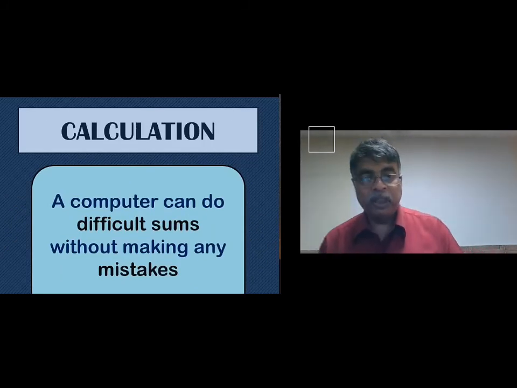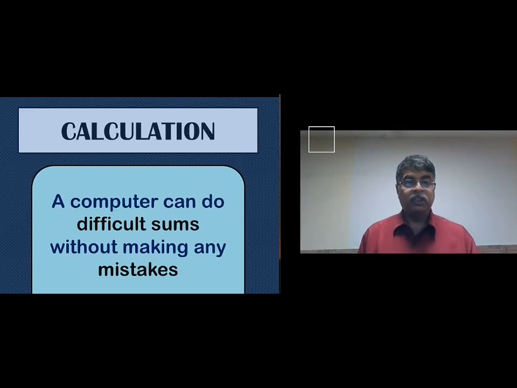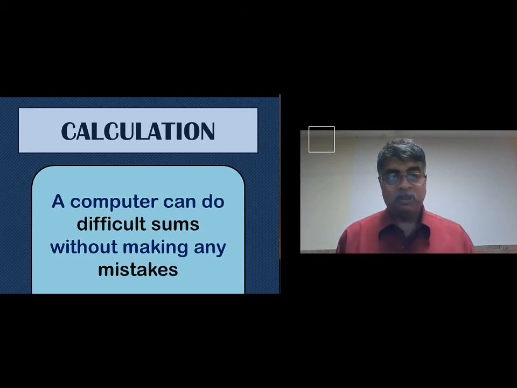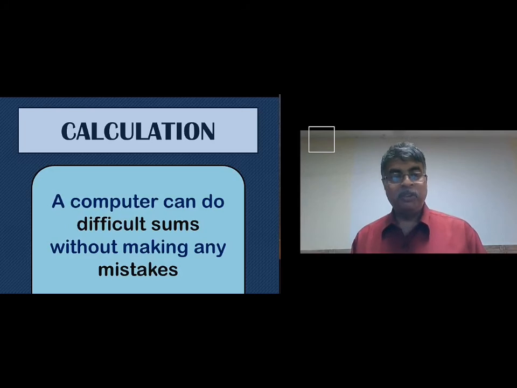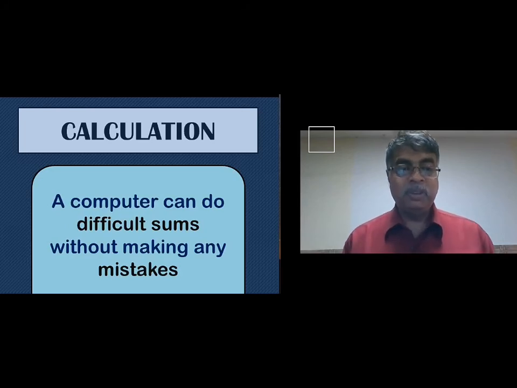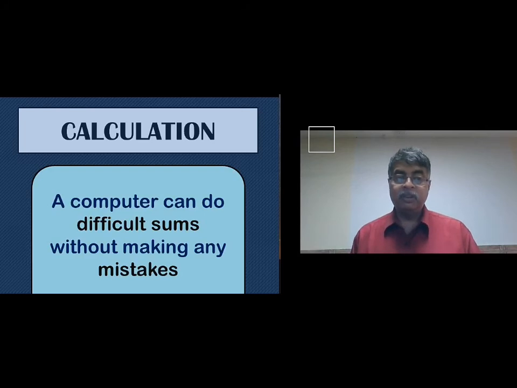Okay, now we come to calculation. A computer can do difficult sums without making any mistakes. Now, making mistakes is something which we all humans do. We don't do it all the time, but sometimes we do make mistakes. Even in very simple calculations we make mistakes. You make mistakes, I make mistakes, your class teacher ma'am makes mistakes, your parents make mistakes because we are human beings. But a computer makes how many mistakes? A computer makes no mistakes. It makes no mistakes while doing difficult or simple sums.